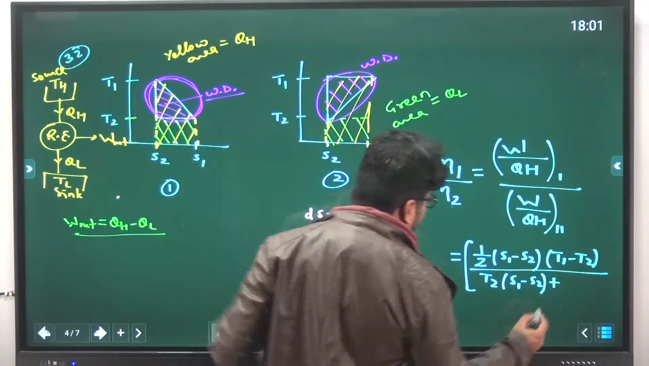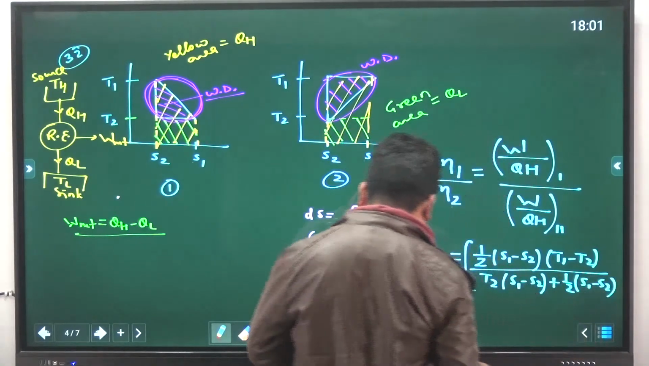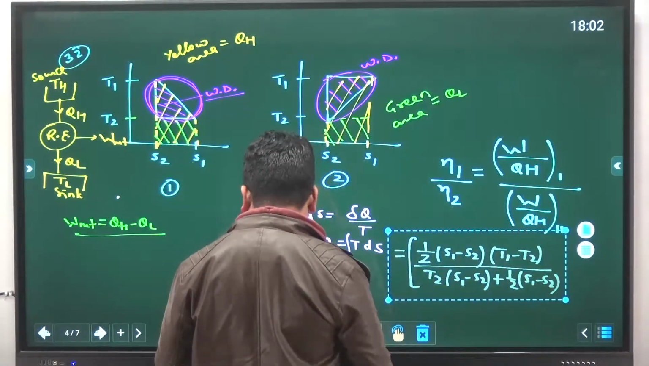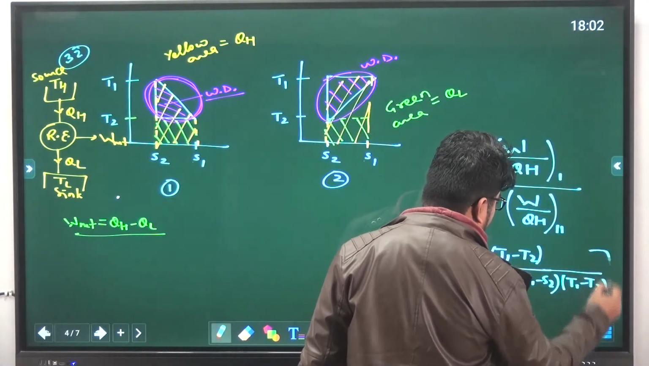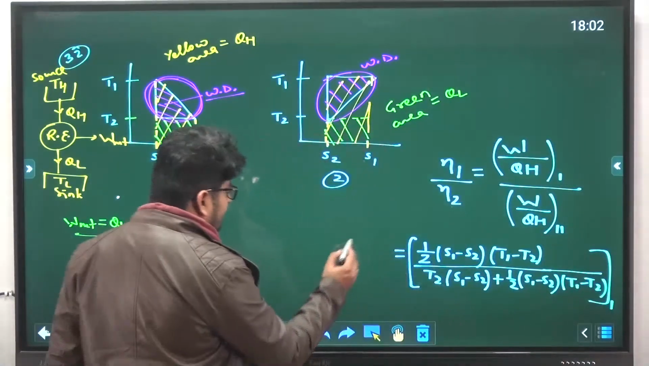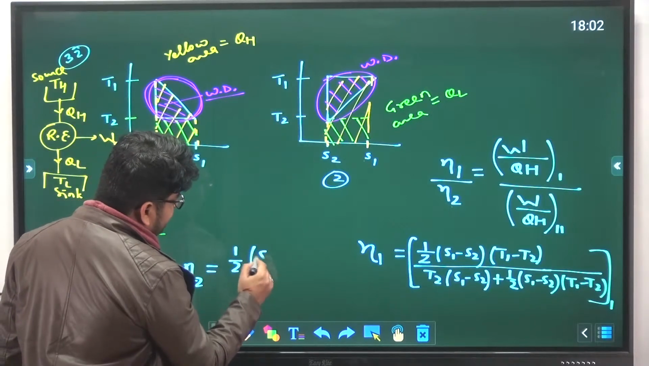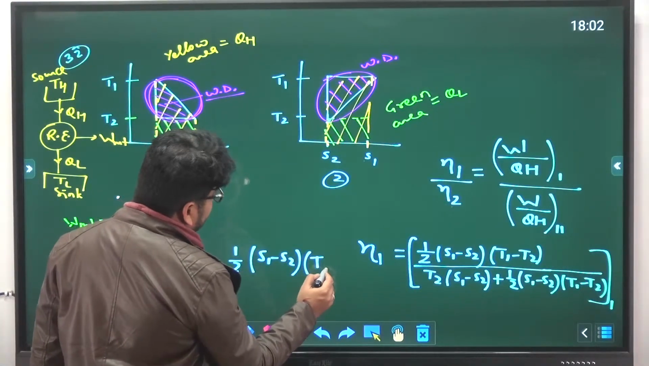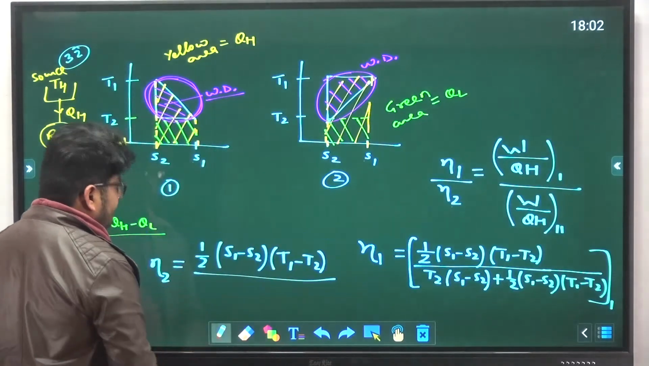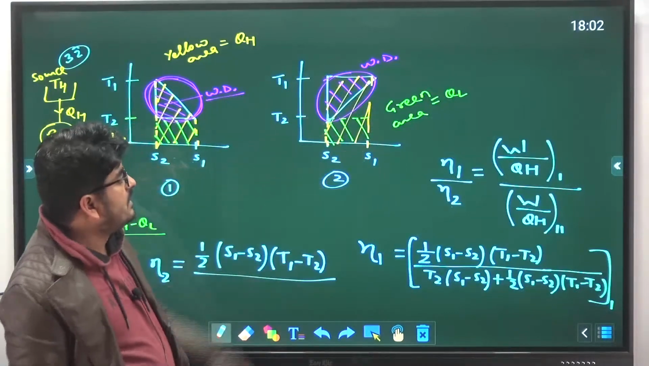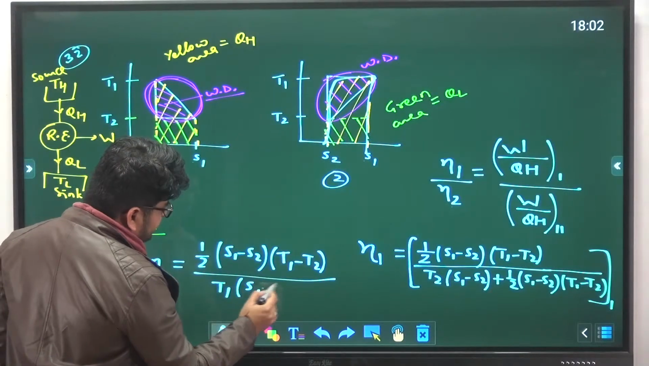plus the area of this triangle, that is half S1 minus S2 multiplied by T1 minus T2. This is for the first process. Similarly, eta 2 will be W, that is the area of this triangle only, half base S1 minus S2 into T1 minus T2, divided by QH, that is this total area, which you can see is a rectangle itself. So that is nothing but T1 into S1 minus S2.